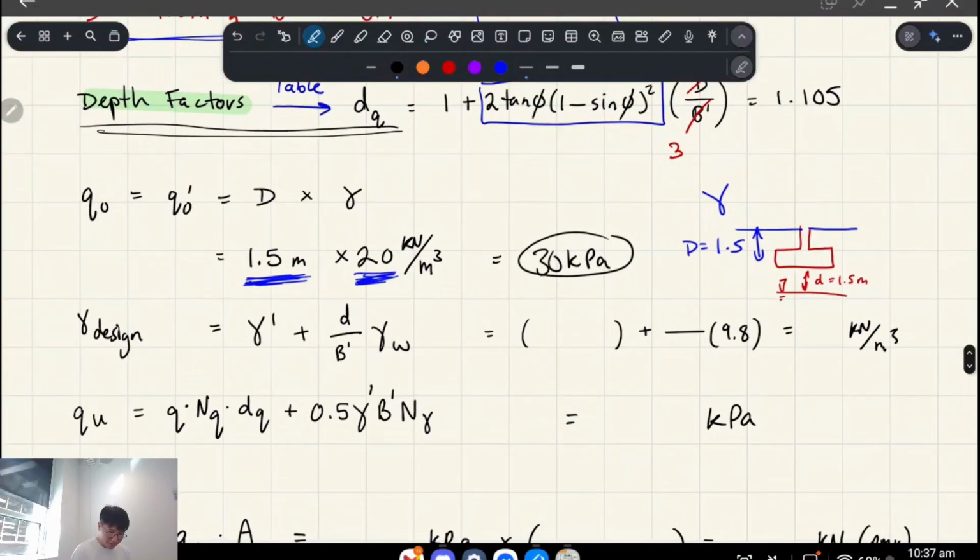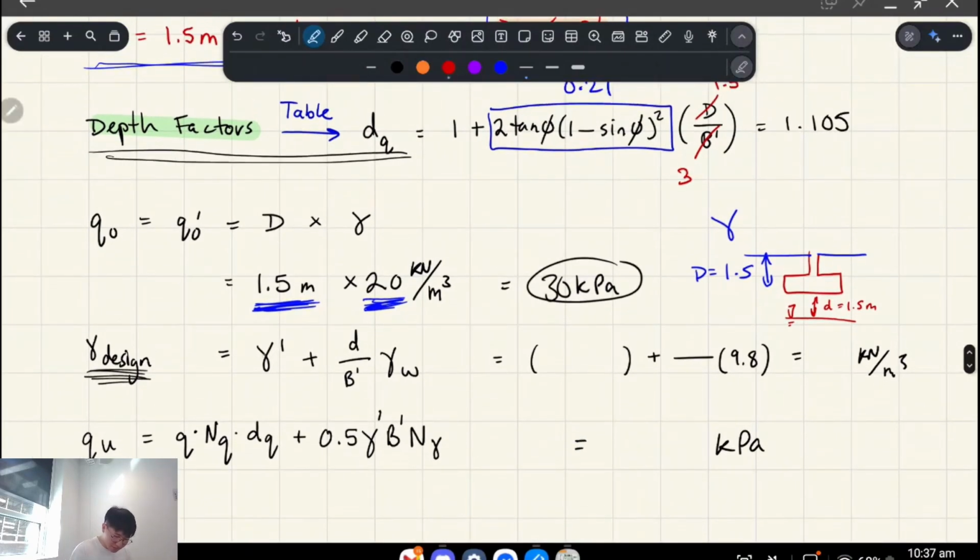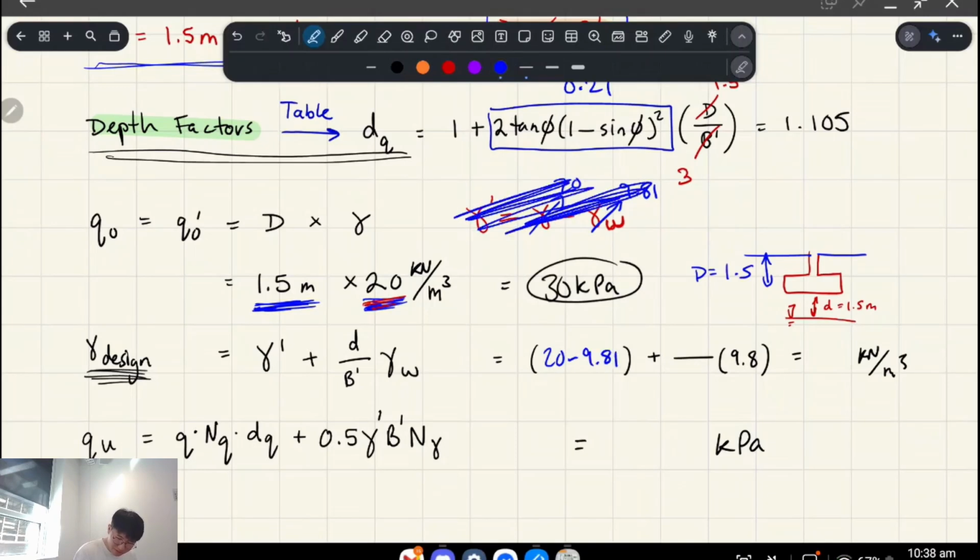All right, so here's the thing. Now we're calculating gamma design because of the effects of the groundwater. So gamma dash, we actually do have to calculate. Gamma was 20, so gamma dash is equal to gamma minus gamma W. So we go 20 minus 9.81. Sorry, I'm not following my own working out very well.